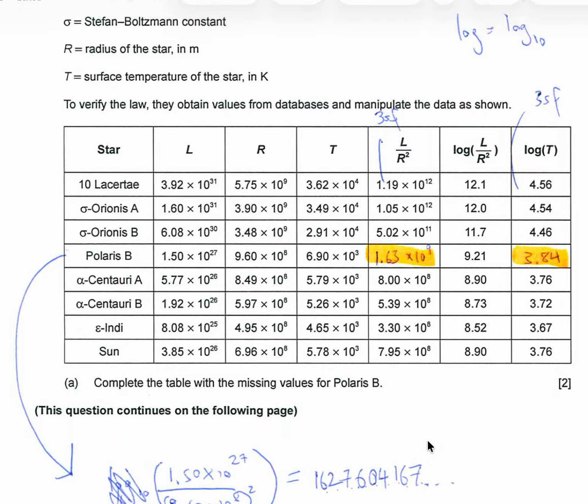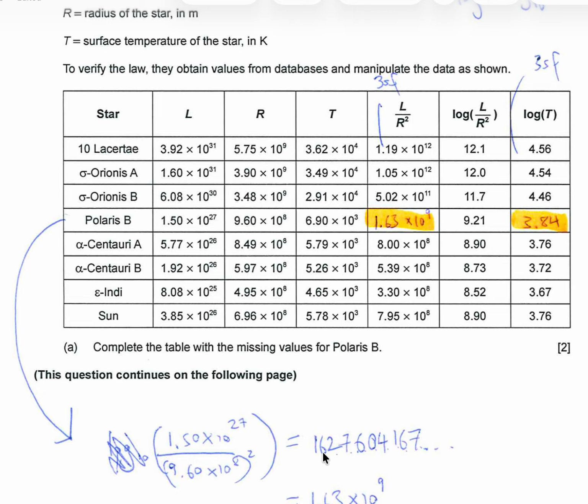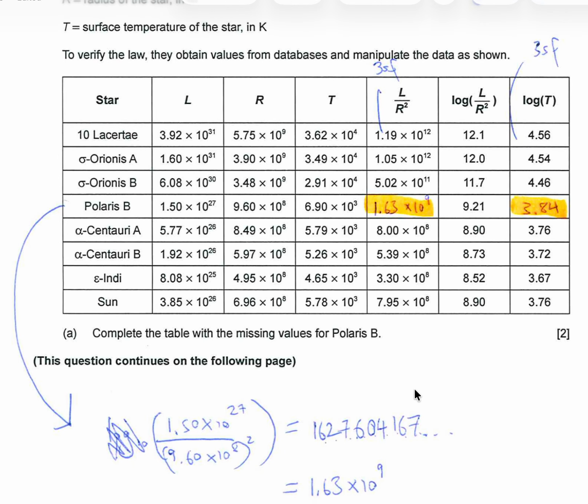So I've gone and calculated it. L over R squared, I got 16276, and so on. When I worked that out, it came out as 1.63 times 10 to the 9, and that's how I presented it. Okay. Similarly for log T.